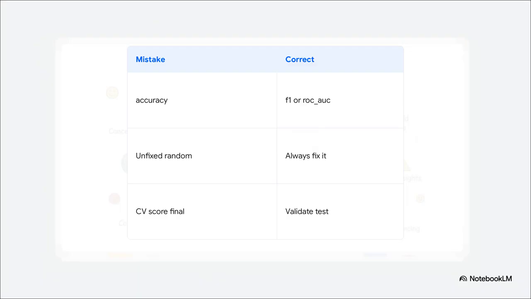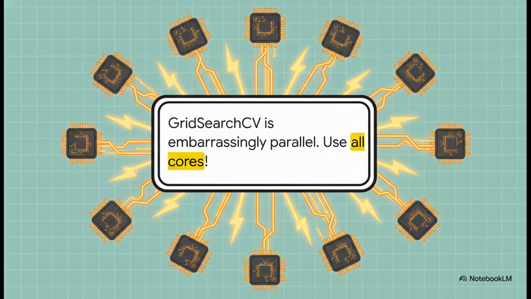You've got to watch out for these absolute rookie traps. Number 1, never, ever use accuracy as a metric for imbalanced data. Use F1 or ROC-AUC. Otherwise, a 90-10 split will completely lie to you. Number 2, always lock your random state so your folds are actually comparable. And number 3, never treat your cross-validation score as the final word. CV is always optimistic.